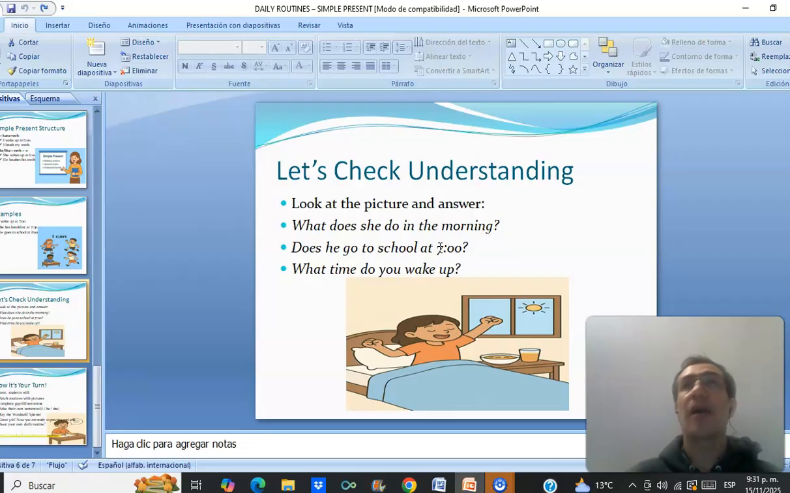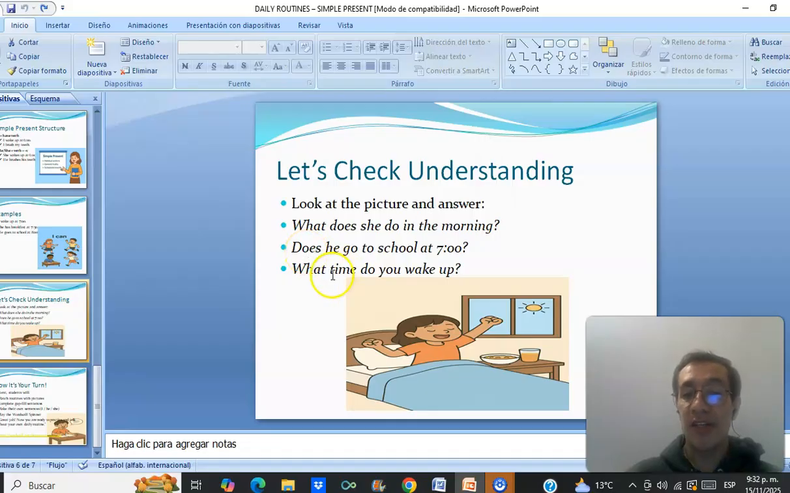What time do you wake up? I wake up at 7 a.m. And yeah, you can use those type of verbs to answer the question. Here you can see that for he, for she, or for it, we're gonna use the auxiliary does to make the question. For we, they, you, we're gonna use the auxiliary do.